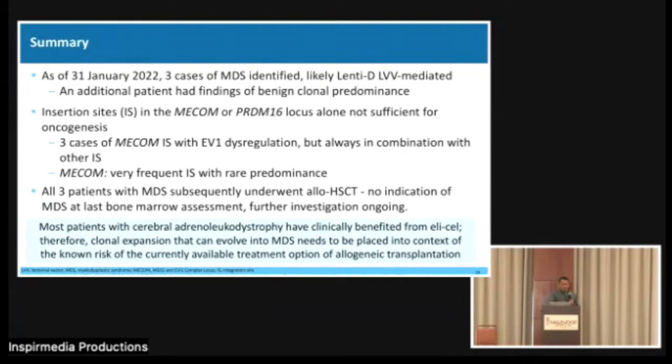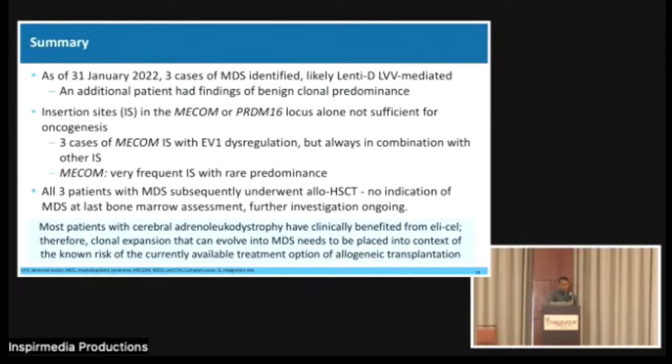So a lot of this language is a little technical, but I just want you to take away from this that there are 3 patients who had this blood disorder and had to undergo a separate transplant. But they've no indication now of this blood disorder on last bone marrow assessment, but we're keeping a close eye on them. We don't know if they're out of the woods yet.